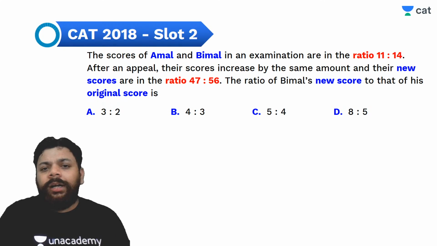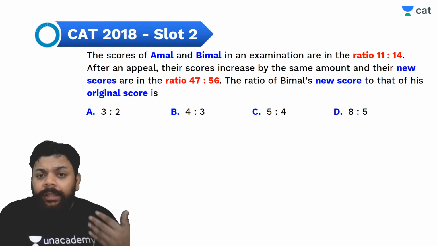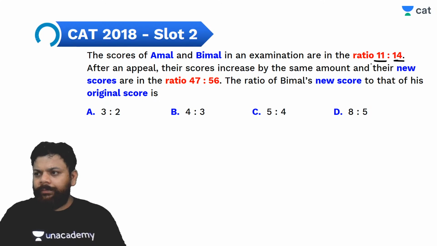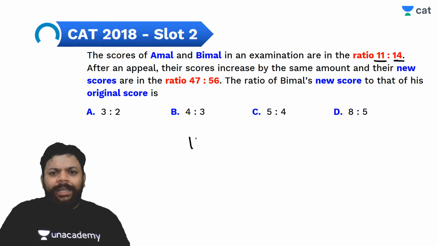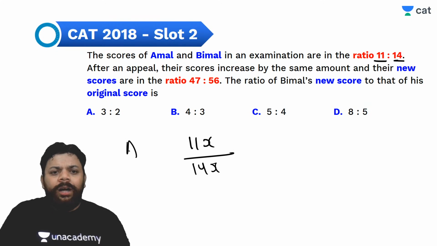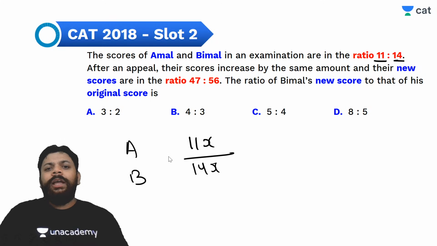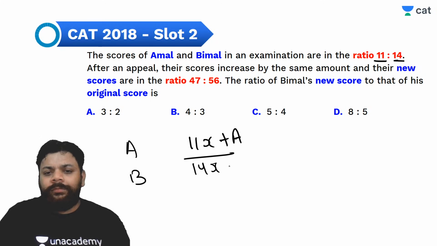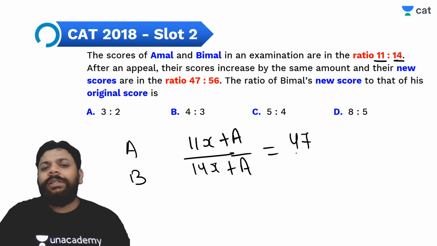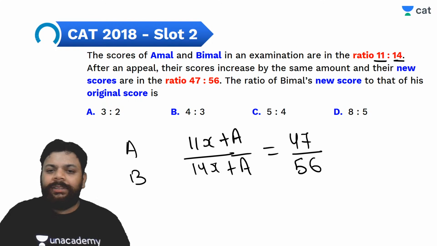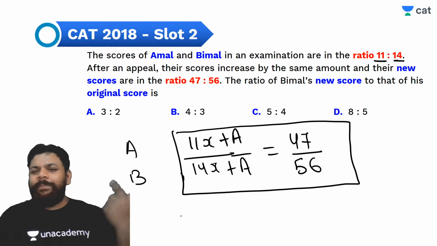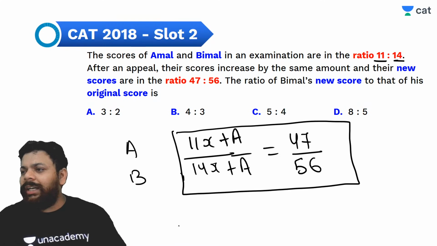The scores of Amal and Vimal in an examination are in the ratio of 11:14. That means 11x and 14x is the ratio of the scores of Amal and Vimal. If I add a constant term, let's say a, I added it, and this is going to be 47 by 56. You can also cross multiply and see what answer comes.